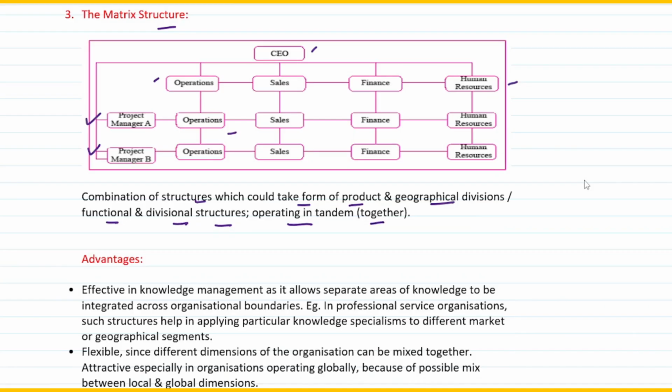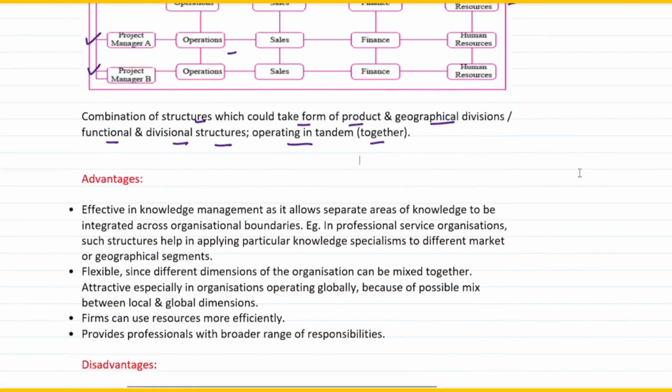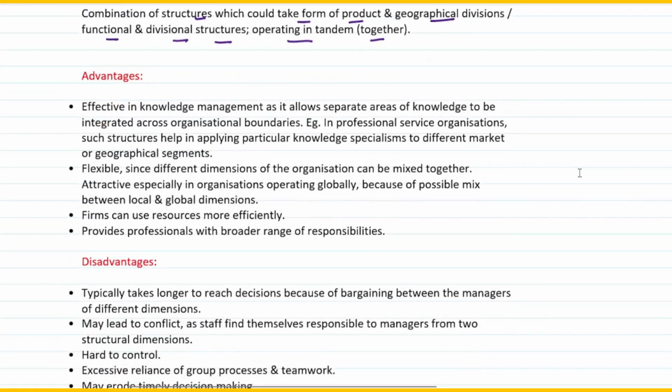So matrix structure is basically a combination of structures which could take the form of what? Product and geographical divisions. It can be functional and divisional structures, and they operate in tandem or simultaneously. So what are the various advantages of having a matrix structure?